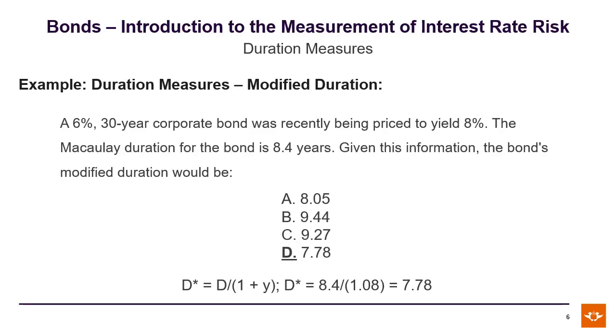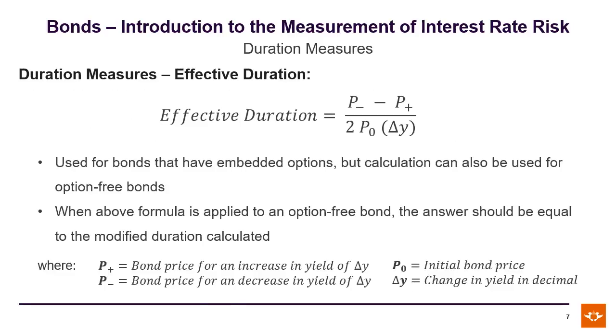We're now going to look at effective duration, which is the duration measure that is used primarily for bonds with embedded options, but can also be used for option-free bonds. It includes the value of the bond for an increase in the yield of delta Y, the bond price for a decrease in yield of delta Y, and the initial bond price and the change in the yield. Combining all of this, we calculate the effective duration.